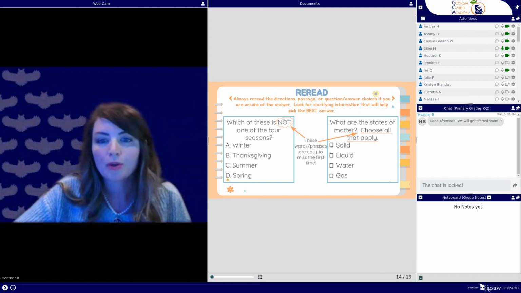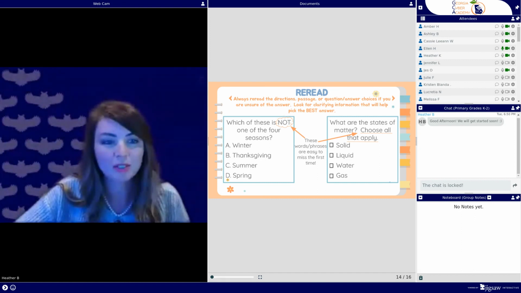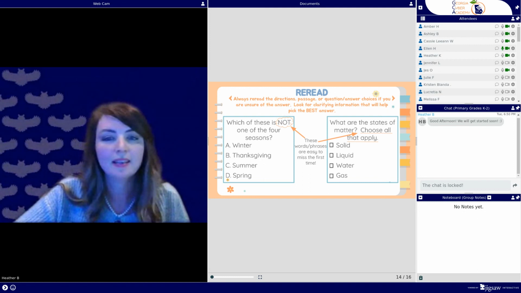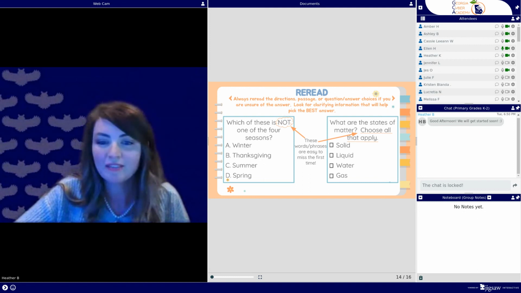What are the states of matter? Choose all that apply. This is very common to be tricky for students to choose all that apply. Sometimes, our students just want to choose one answer, but here it's very specific that you have to choose more than one answer, all of those that apply there. So reading and rereading is definitely a strategy that's very beneficial and very tried and true and tested that it is successful.